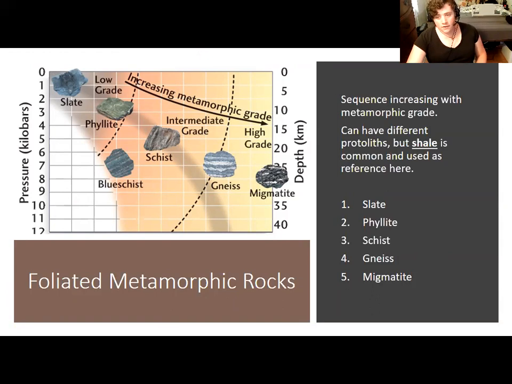And so often a number of these different rocks can have different protoliths, but there's a sequence involving shale being metamorphosed to slate, being metamorphosed to phylate, being metamorphosed into schist, and lastly, being metamorphosed into gneiss. We won't really go over migmatite, but that's a very high-grade gneiss that forms just about on the boundary of where you get melting and formation of igneous rocks instead.